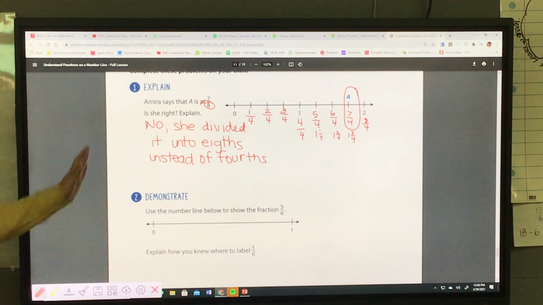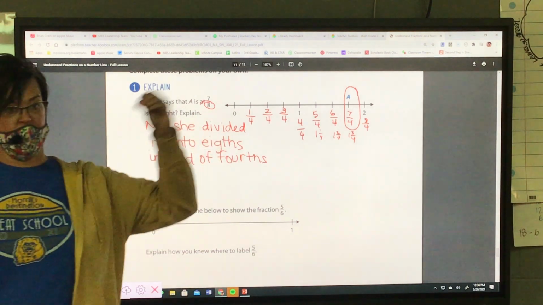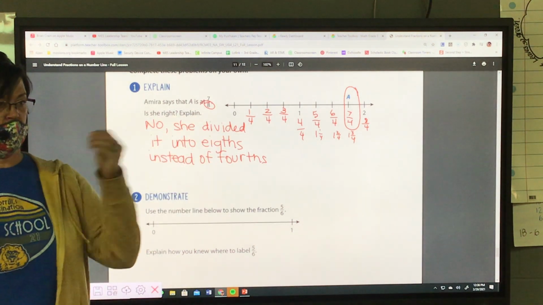Okay, so she divided it into 8s. She went from 0 to 2 instead of 0 to 1.